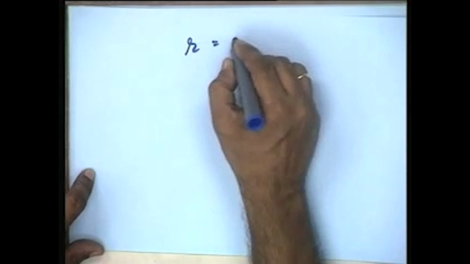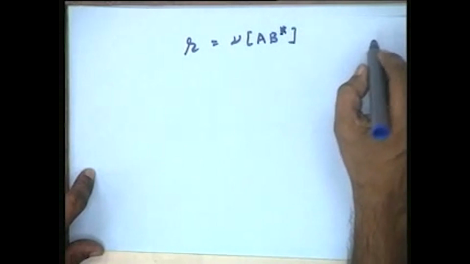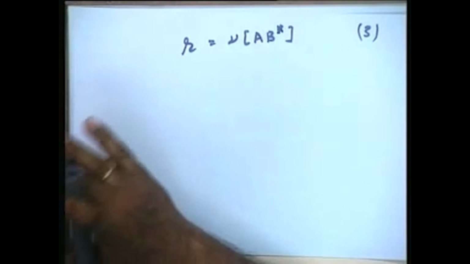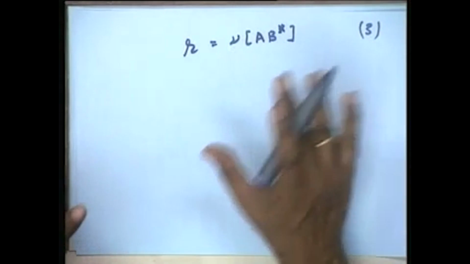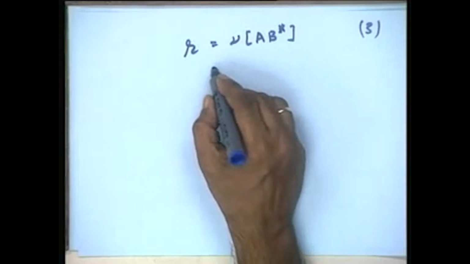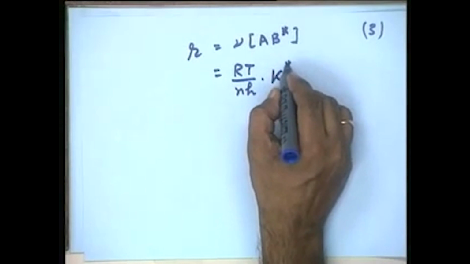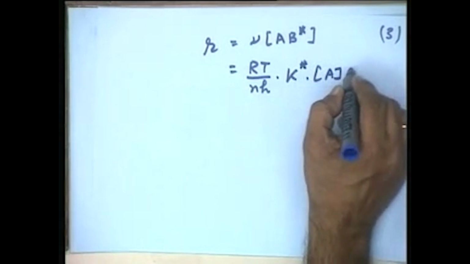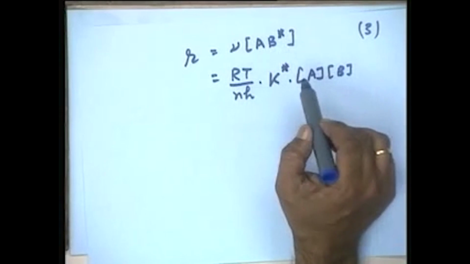We had, as we mentioned earlier, the rate of the reaction, if I consider it as R, will be equal to nu times [AB*]. The rate of reaction will depend upon the concentration of the transition state complex, and the frequency of breakdown of this transition state complex. Now, that can be written as RT over Nh into K star into [A] into [B], the expression we got for the concentration of the transition state complex from the chemical equilibrium process.